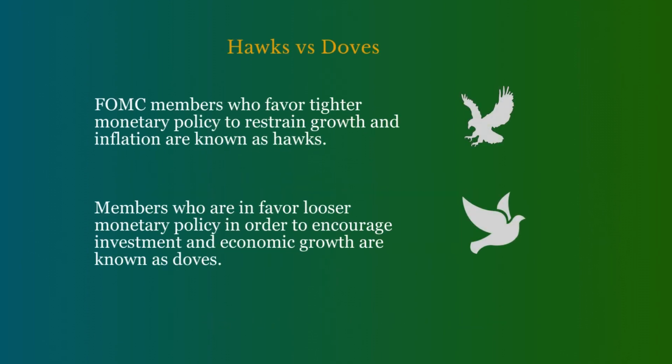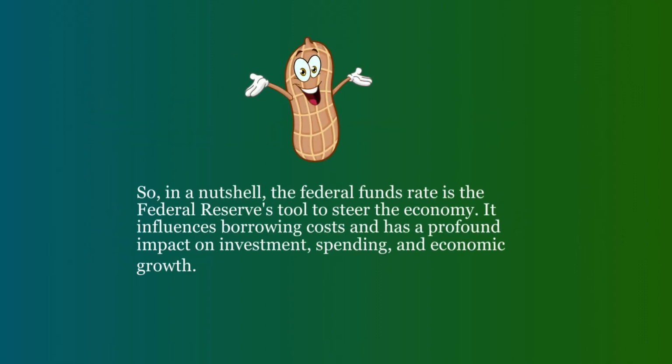FOMC members who favor tighter monetary policy to restrain growth and inflation are known as hawks. Members who are in favor of a looser monetary policy in order to encourage investment and economic growth are known as doves. So, in a nutshell, the federal funds rate is the Federal Reserve's tool to steer the economy. It influences borrowing costs and has a profound impact on investment, spending, and economic growth.